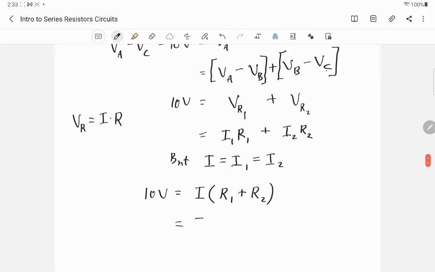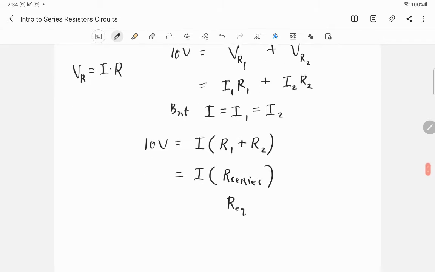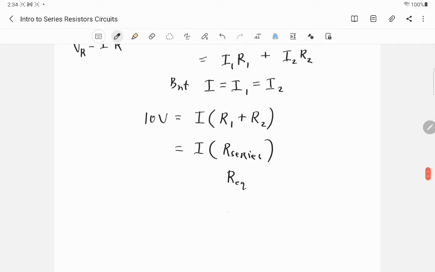And I'm going to call this the series resistance. Sometimes you might see this called the equivalent resistance. And this might be really similar. So our series resistance is just R1 plus R2, or R equivalent is R1 plus R2.